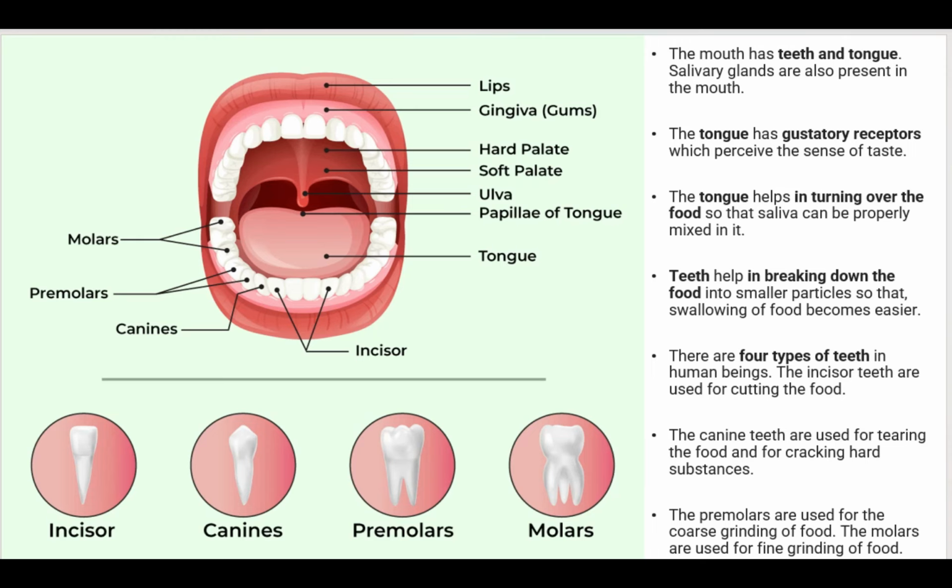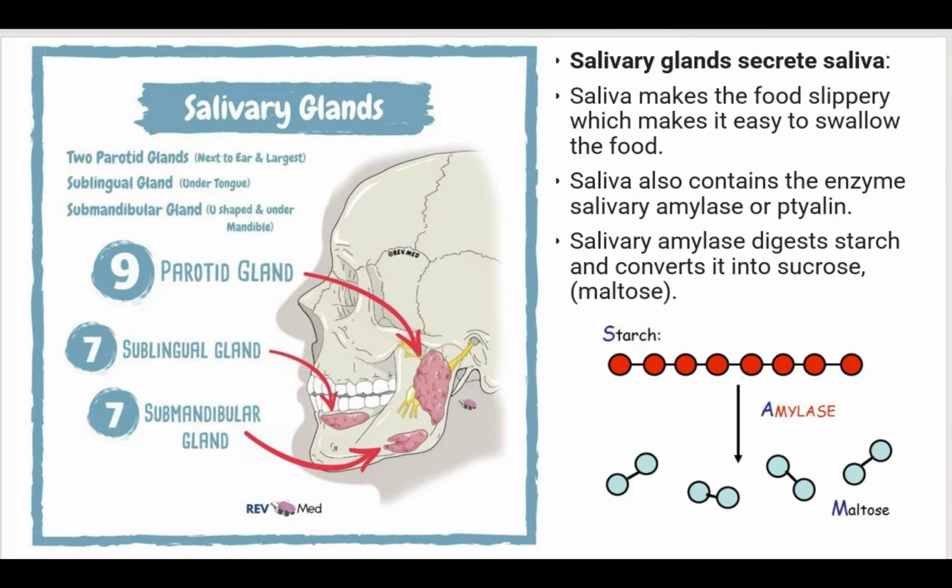Okay. Now, if we go in for the tongue, it is something which gives us the sense of taste because of the gustatory receptors which are there on the tongue. Okay, and this tongue will also help in turning over the food so that it mixes well with the saliva, it softens up, and then it goes into the esophagus.